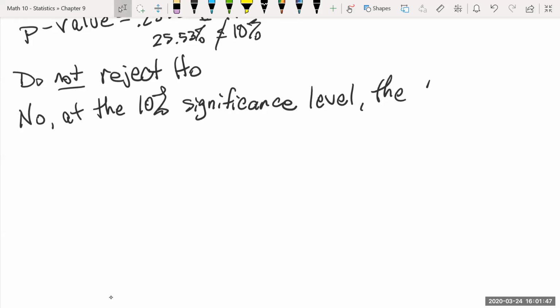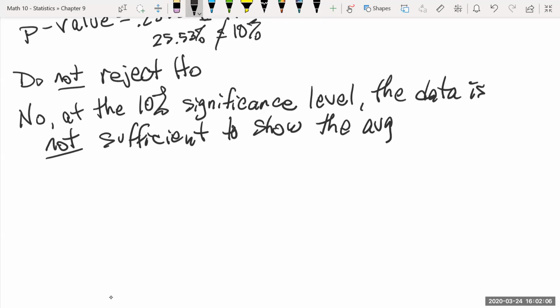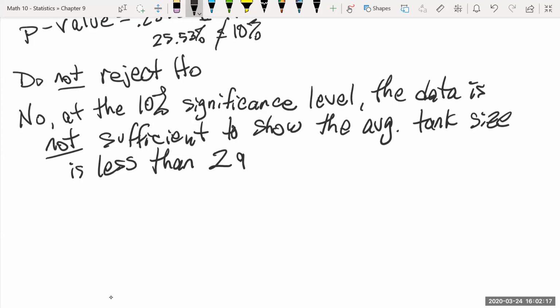The data is not sufficient to show the average tank size is less than 2 gallons.